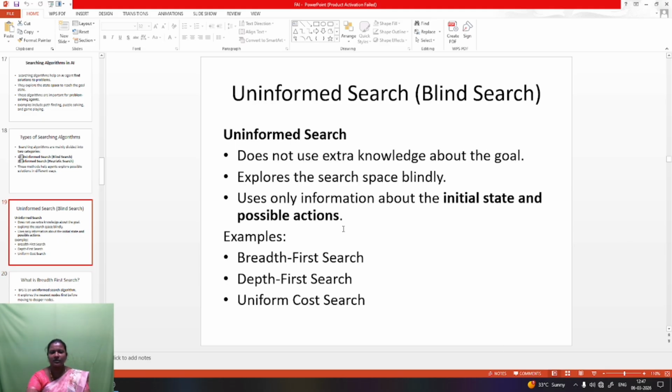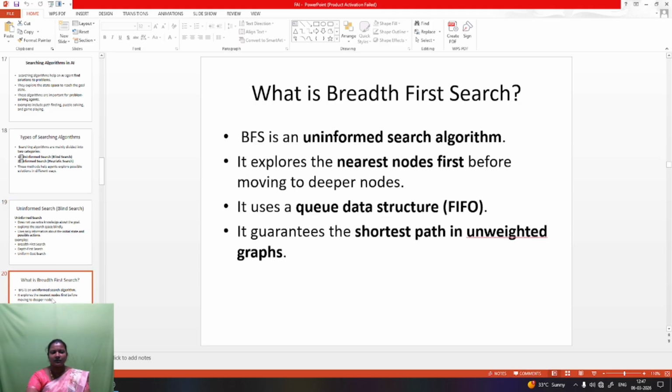Now let us see about breadth first search. What is breadth first search? BFS is an uninformed search algorithm. So here we don't use any heuristic knowledge or domain knowledge. It explores the nearest nodes first before moving to the deeper nodes.